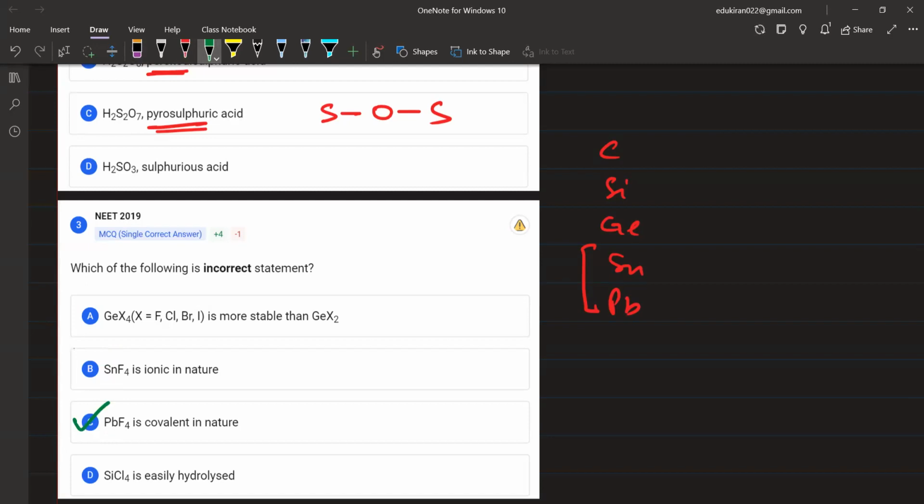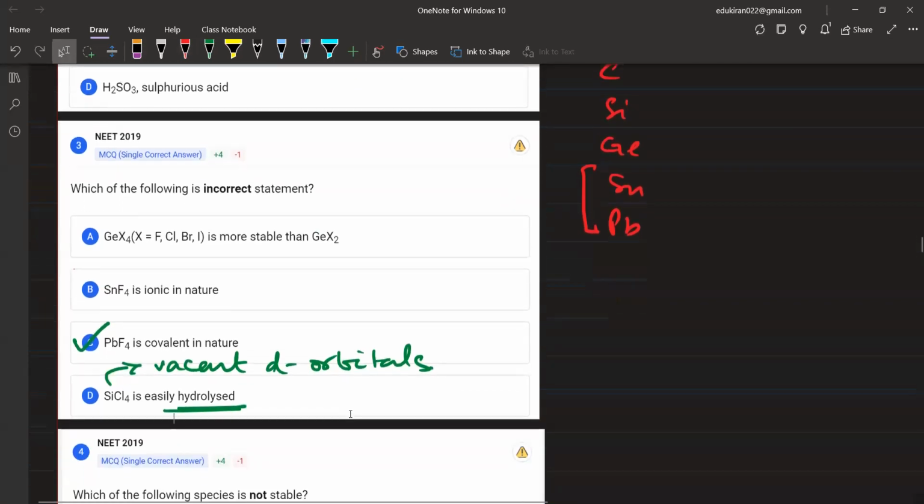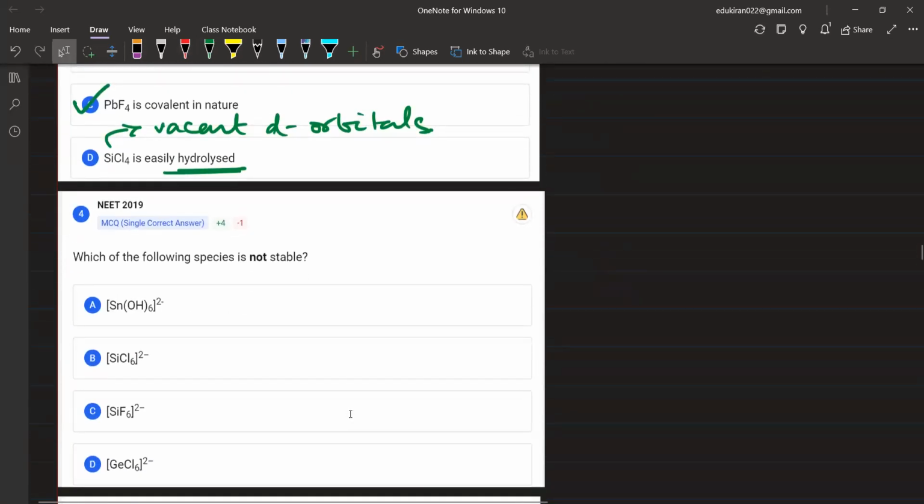SiCl4 is easily hydrolyzed. Why is it easily hydrolyzed? Because silicon has vacant d orbitals, ठीक है। हाइड्रोलिसिस के केस में क्या होना चाहिए, वेकेंट ऑर्बिटल्स होना चाहिए। Try this. Which of the following species is not stable?